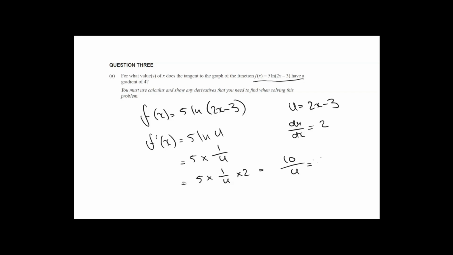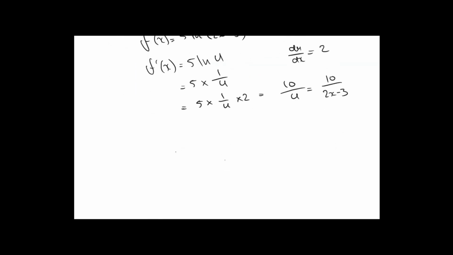And u, remember, is a phony dummy variable that we just put there to make our life easier. So that's when we differentiate it, and we set that equal to 4 and solve for x. So 10 over 2x minus 3, and we set that equal to 4. So let's just cross multiply. 10 is going to be equal to 4 times 2x minus 3, which is going to be 8x minus 28.